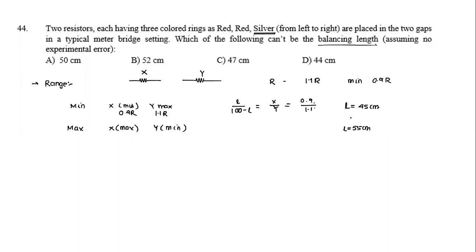Which means any reading between 45 and 55 is possible. So this is possible, this is possible, this is possible, this is not possible. So D is the correct answer.